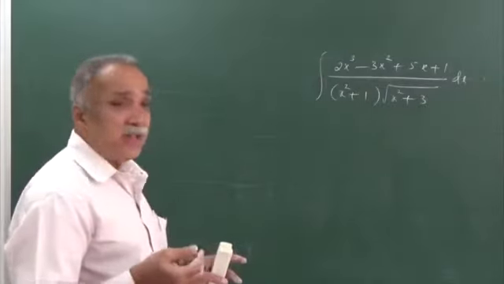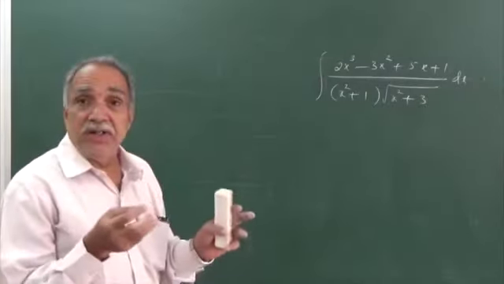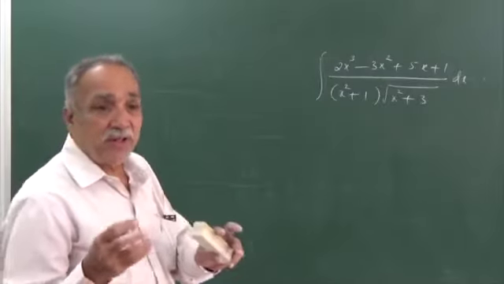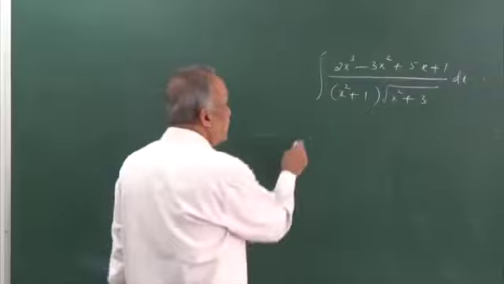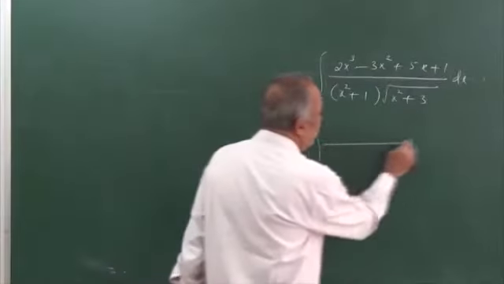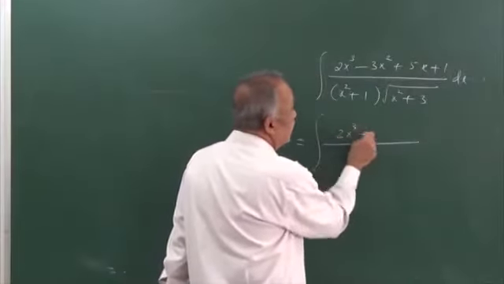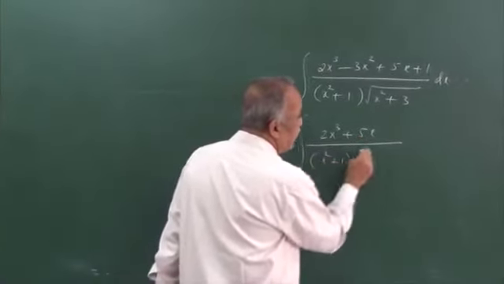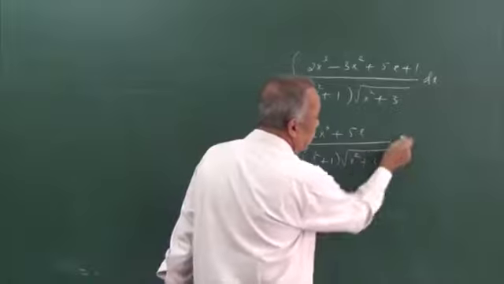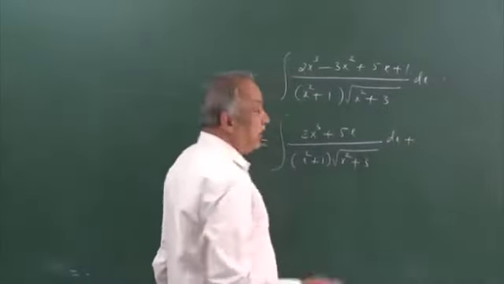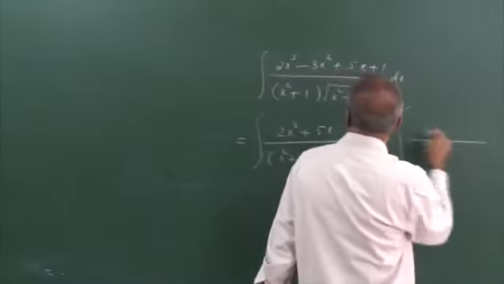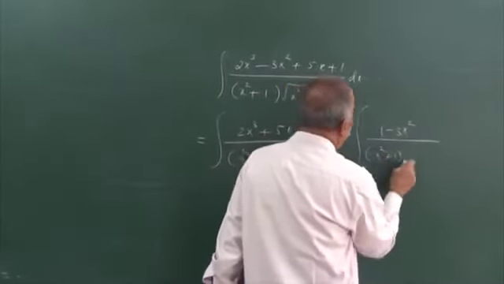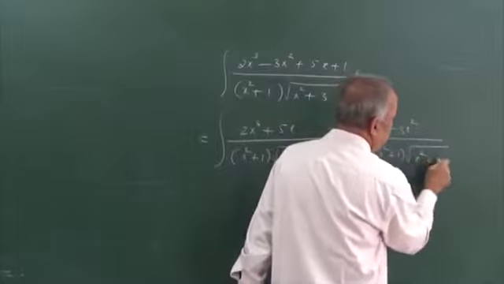What I do is separate the odd degree terms in the numerator from those terms having even degree. I will write this integral as (2x cube plus 5x) divided by (x square plus 1) into root of x square plus 3, part 1, plus (1 minus 3x square) divided by (x square plus 1) into root of x square plus 3, part 2.